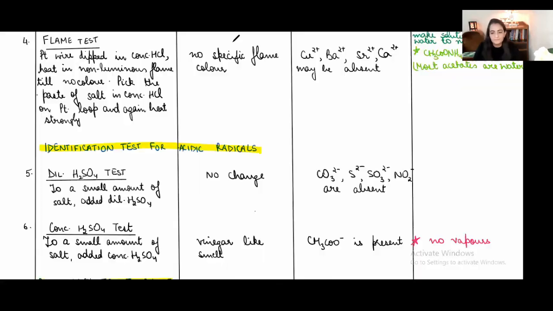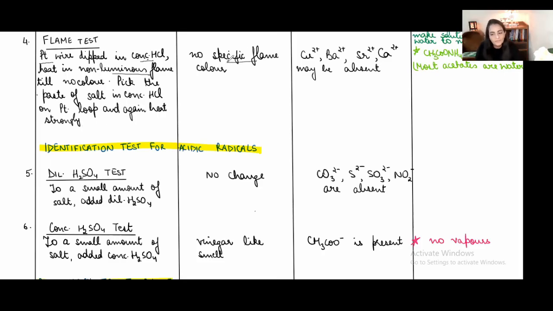Now, the flame test we need not do for lead acetate, but in general, how do we do the flame test? Platinum wire dipped in concentrated HCl, heated in a non-luminous flame. We dip a platinum wire in concentrated HCl, heat in a non-luminous flame till the flame shows no color. So basically, this is like cleaning the platinum wire. Okay, so after it stops giving any color to the flame, now we pick a pinch of salt in concentrated HCl on a platinum loop and again heat strongly.